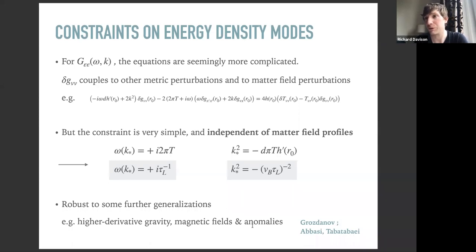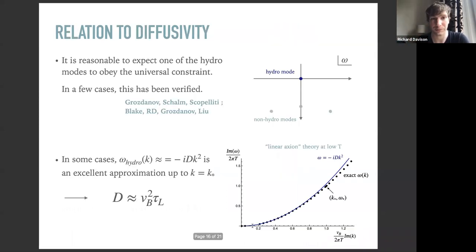So that's the first result, and hopefully you can see why this is robust, because it's independent of the matter field. So this is true quite generally. Okay, and now to move on to the second part, this connection to the diffusivity.